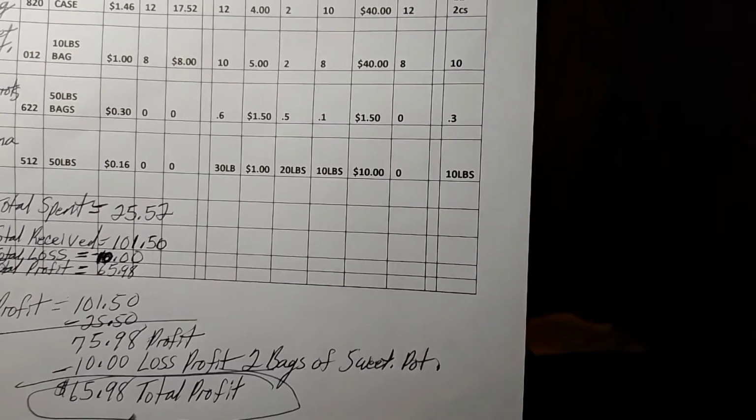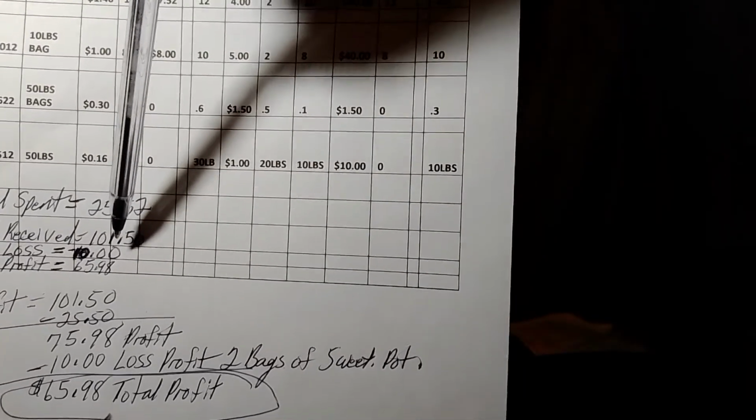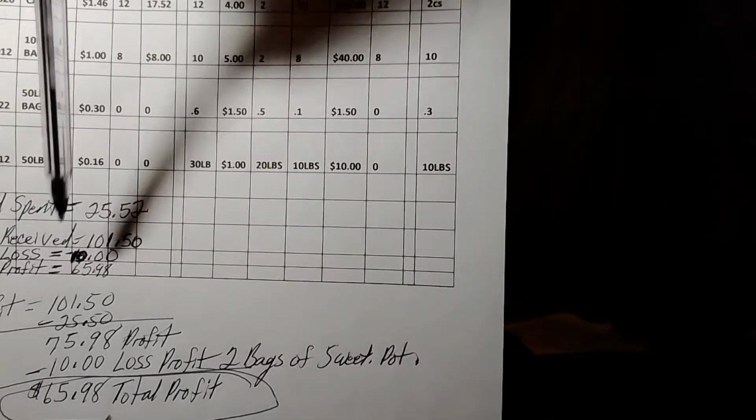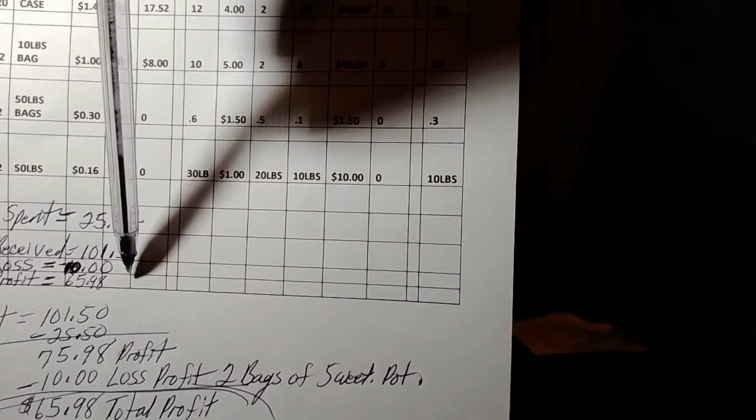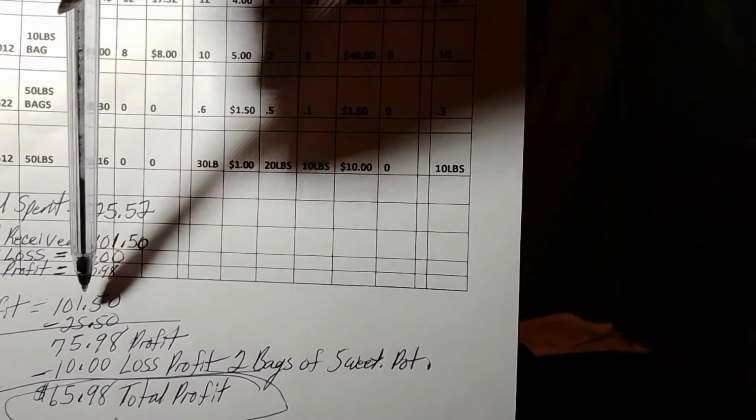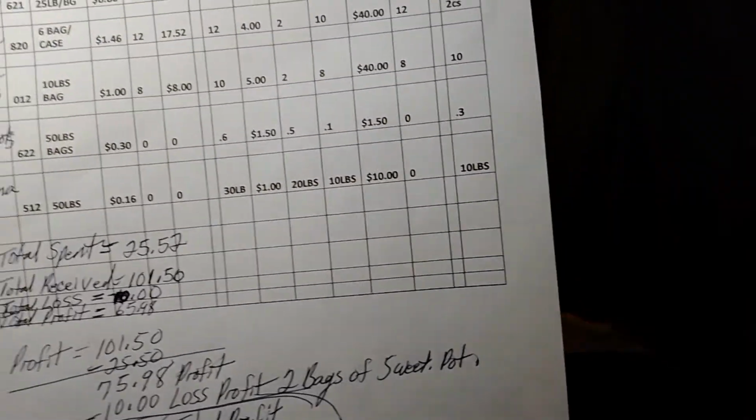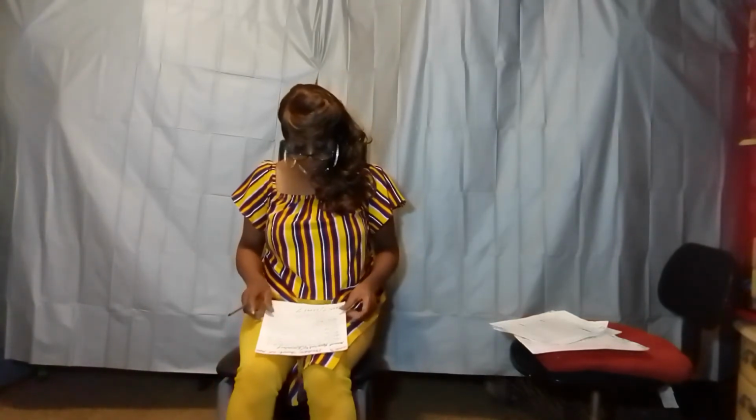Okay, because where it says we received $101.50, we still have to take the $10 off from the sweet potatoes, which gives us $65.98 is what we bought in. Okay, that's what we really bought in, because you have to deduct that $10 from your profits and from your income, because they are lost. You don't have it. So let me break this down for you.